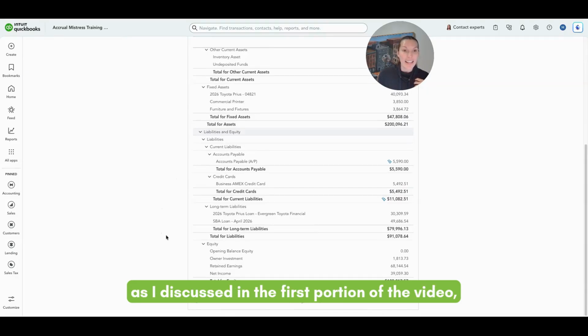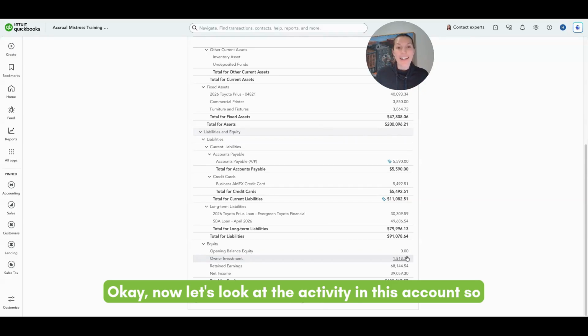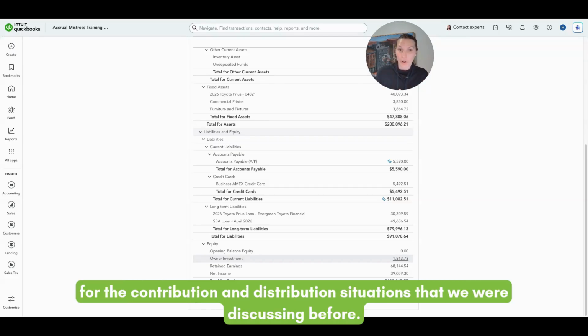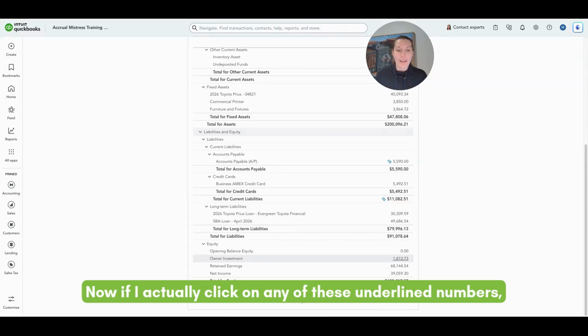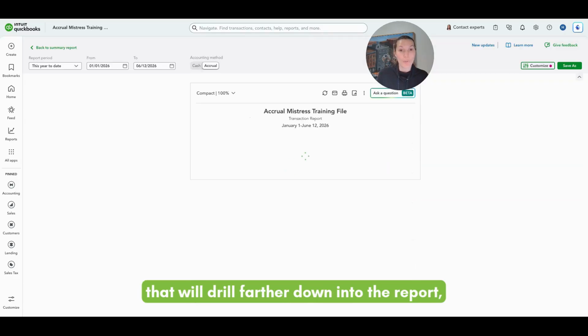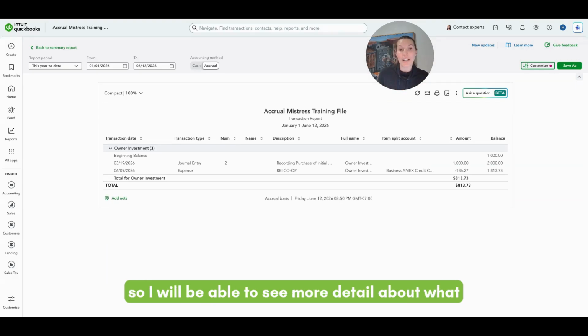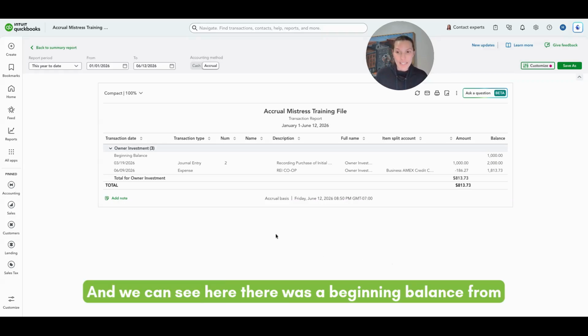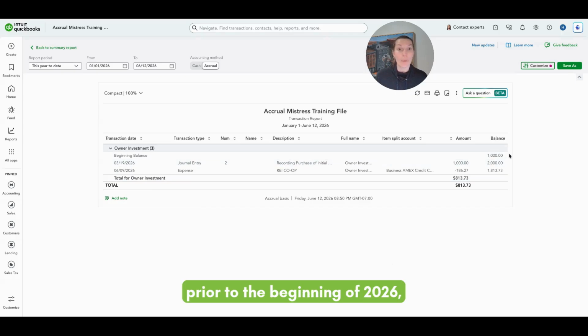And we can see, as I discussed in the first portion of the video, I've set up an owner investment account here. Okay, now let's look at the activity in this account so that we can see what examples exist for the contribution and distribution situations that we were discussing before. Now, if I actually click on any of these underlined numbers, that will drill farther down into the report, so I will be able to see more detail about what makes up that total. And we can see here, there was a beginning balance from prior to the beginning of 2026.